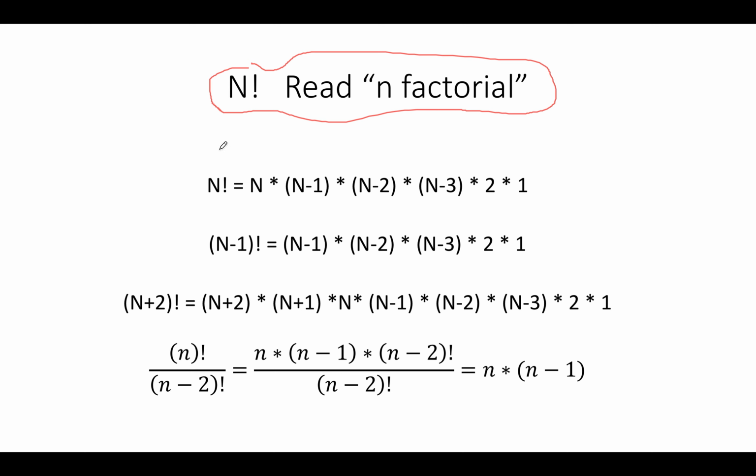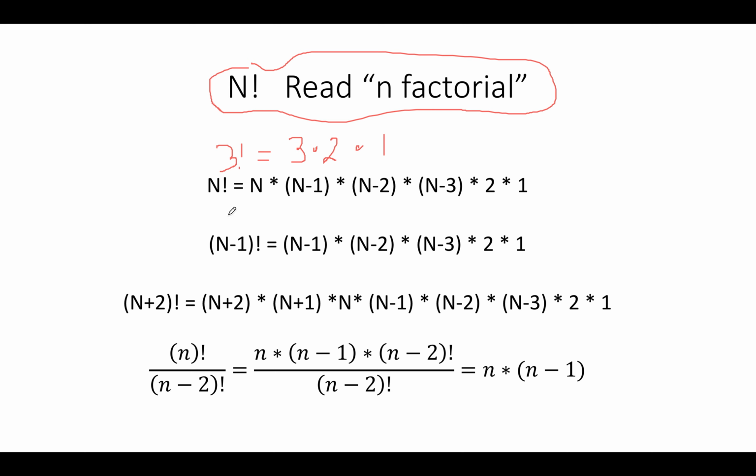If n is 3, for instance, right? So let's say n is 3. Then you have 3 factorial. 3 factorial is the same thing as 3 times 2, sorry for my scribbling, times 1. And that will give you 6. It's the same thing. n is an arbitrary term. It can be anything. As you can see, it's decreasing. So n times n minus 1, n minus 2. It keeps going all the way down until we get to 1.